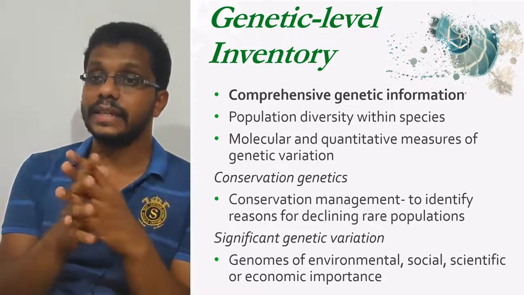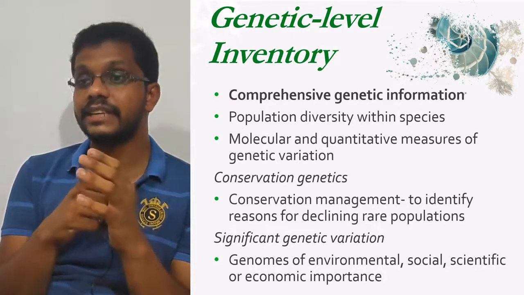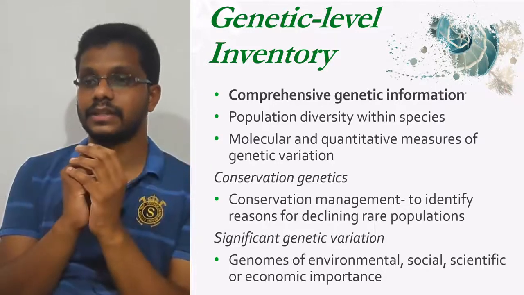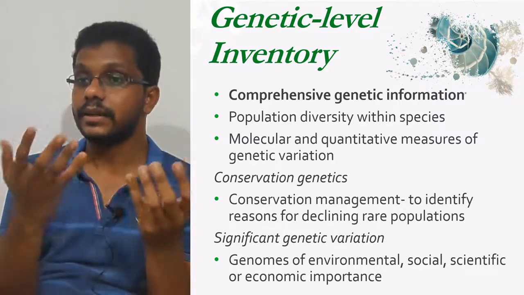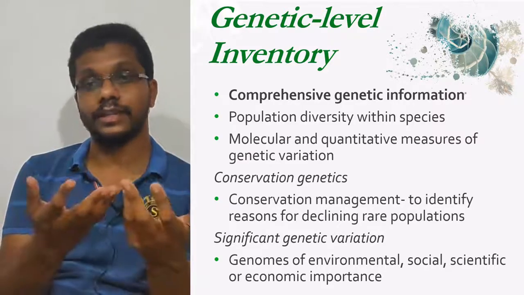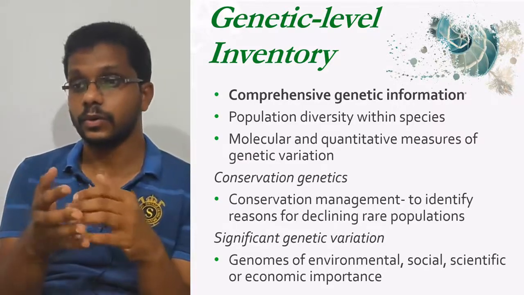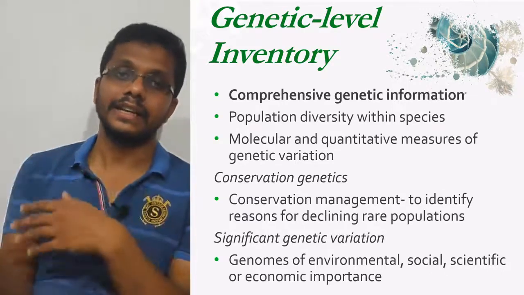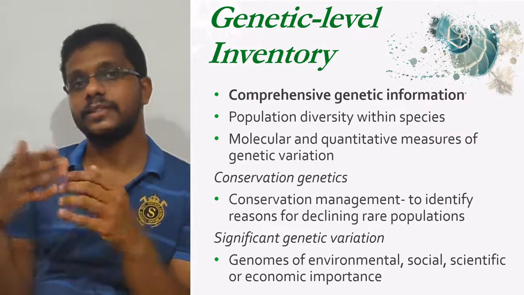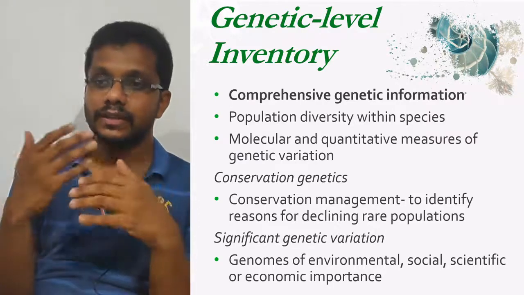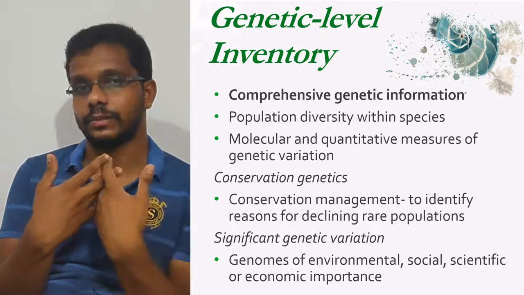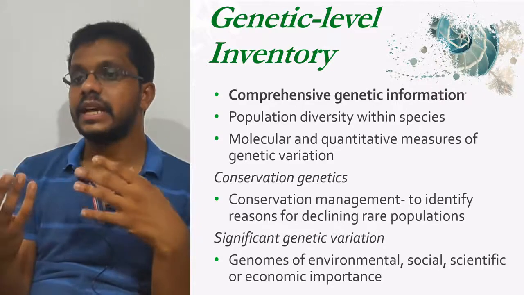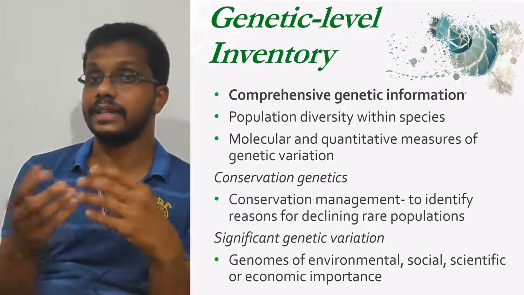The second reason for doing genetic level inventory is to find significant genetic variation. Sometimes some of the genetic variations are beneficial for us, beneficial for the environment, or they may have social values, scientific values or economic importance. Like when we are finding a new medicine, or making a new commodity for the market. So identification of such genetic variation is also important. So we are using the genetic level inventories basically for conservation and for finding significant genetic variations beneficial for humans.